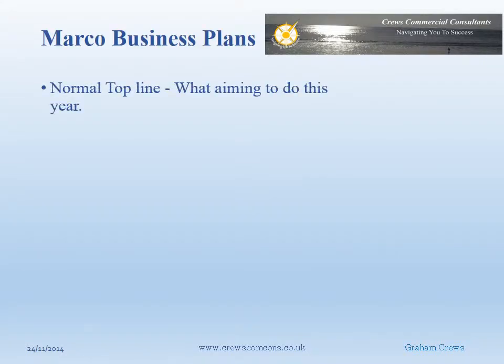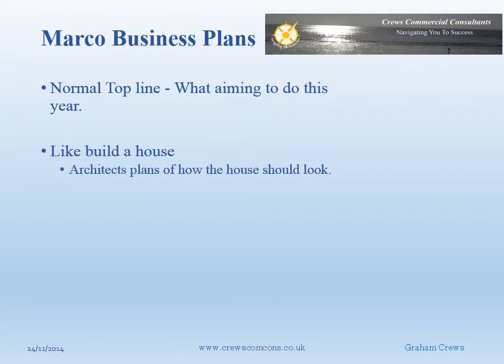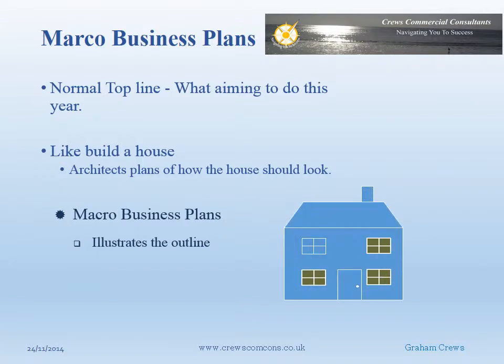So what do I mean by a macro business plan? This is what most companies have got. It's a top line business plan of what they're aiming to do and how they want their business to grow. The analogy I have is a bit like a house. Now, an architect's plan is a lot more detailed, but in principle, you know how you want your business to look, so it's going to grow by 10% or whatever it's going to be. And we all know what that looks like. Obviously, clearly, I can't draw a house, that's quite clear. But what it is showing you is the outline. The business plan is showing you the outline of how the business should look.